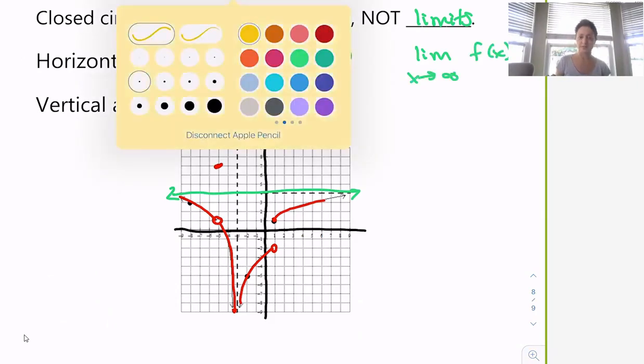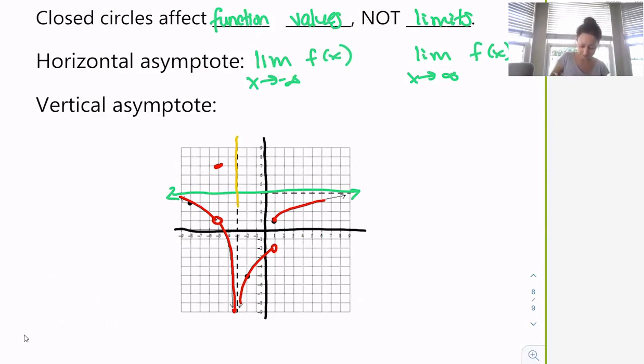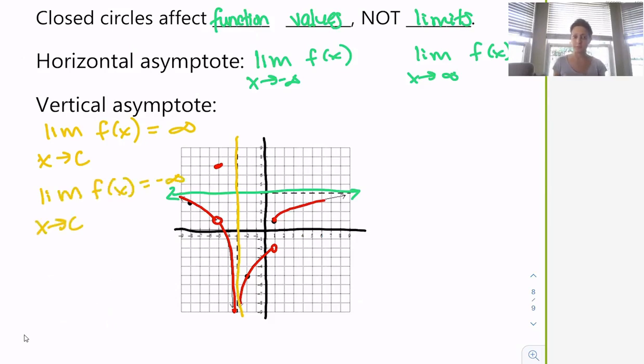Now for a vertical asymptote, that would be something like this guy, right? That's where your y values are approaching plus or minus infinity. So we would write that as the limit as x approaches whatever number. In this particular graph, it's -3, but I'm going to write c for some constant. So the limit as x approaches c of f of x would be either infinity or negative infinity. Okay, so make sure you keep those straight in your mind, the difference between horizontal and vertical asymptotes in terms of how we write them as limits.